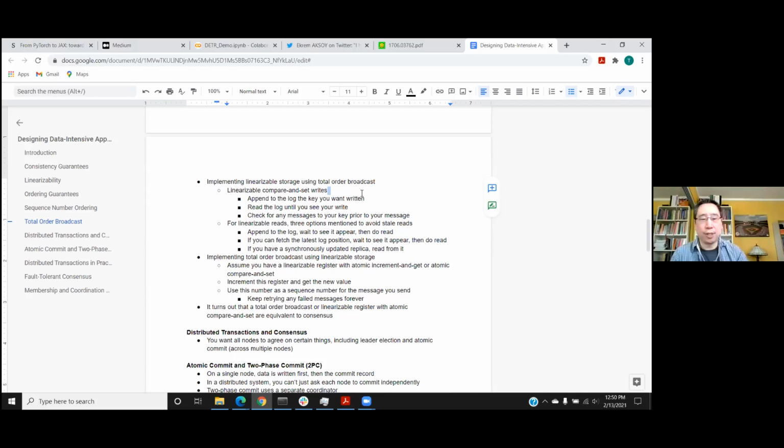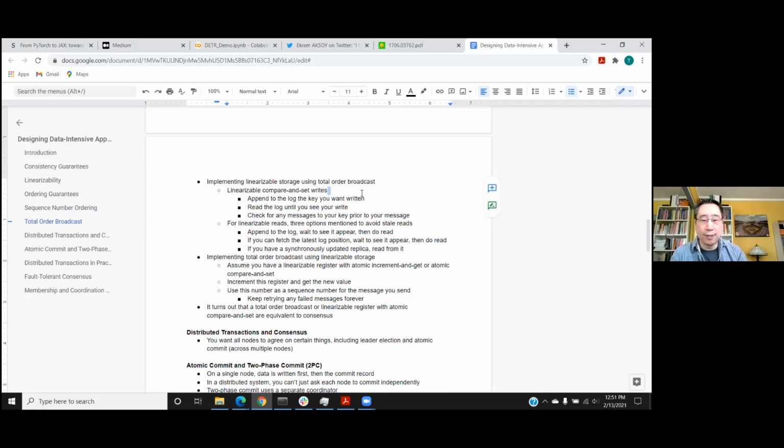Or another option is if you have synchronous writes, if you have one replica with synchronous writes, then if you go to the replica with synchronous writes, you're safe to read from it because you can't have any delays. You can't have any stale reads there.